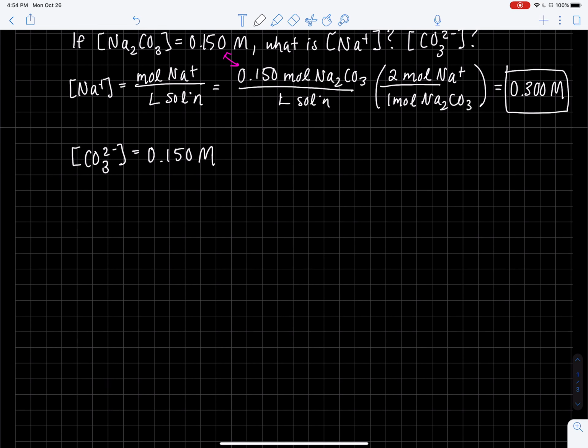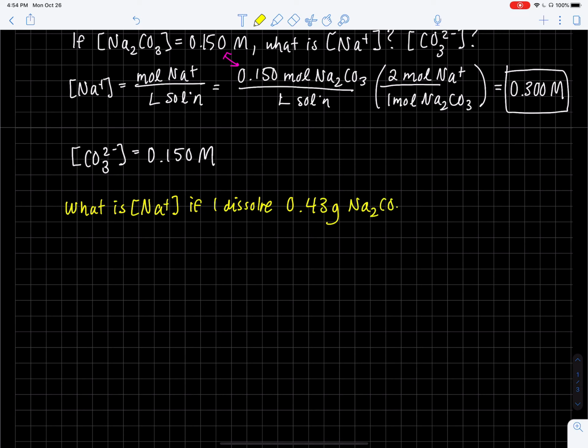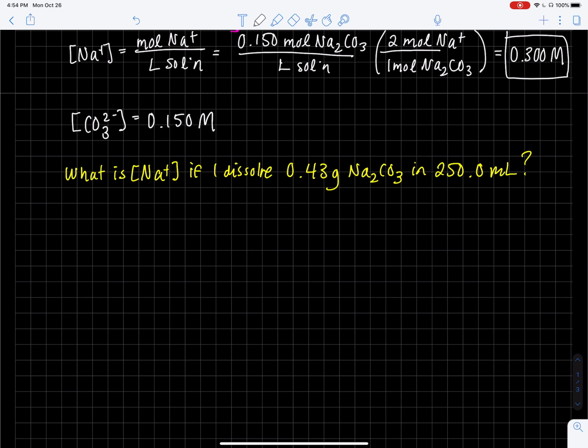So I'll end with one more problem for you to do, and you can stop the video to do it. What is the concentration of the sodium ion if I dissolve 0.43 grams sodium carbonate in a solution that is 250 milliliters? So you're welcome to pause the video. You can come back and see how to answer this if you're not sure, or you can check your answer.